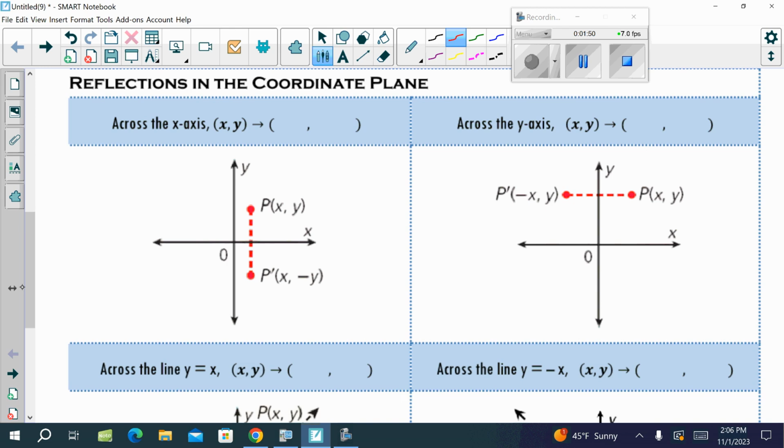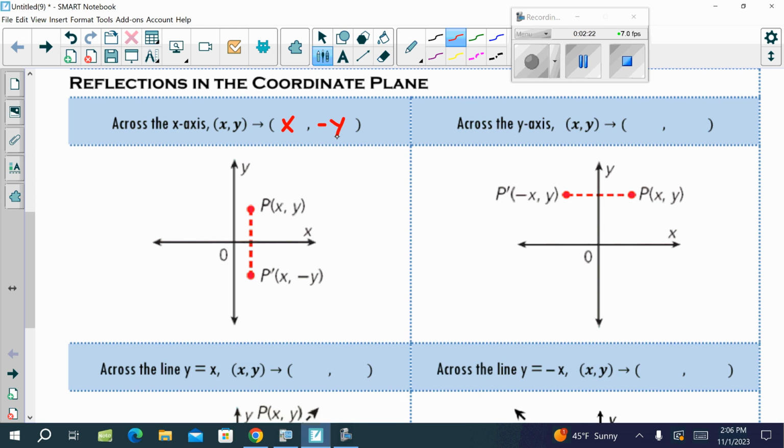Whenever we are reflecting across the x-axis, we are going to keep the x the same, and then you are going to change the sign of the y value. Okay, so your rule is how you read this. X comma y transforms to x comma opposite y. Okay, you do have to know your rules by heart.